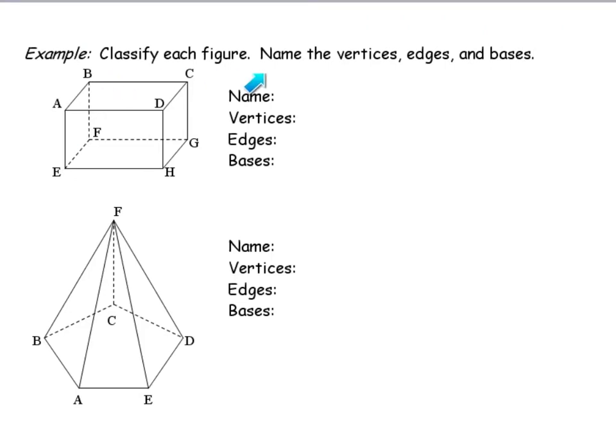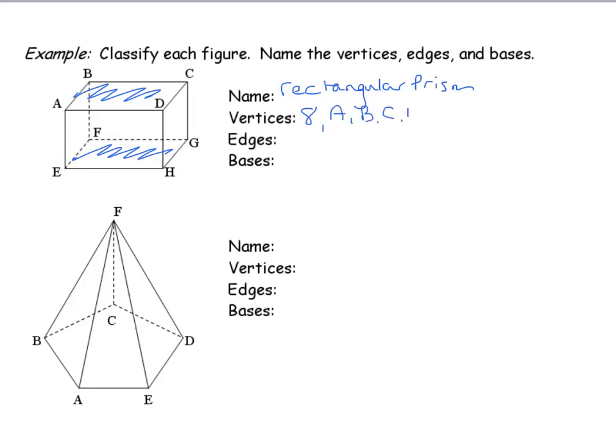Now we can classify the figure by doing the following things. We're going to name it, put the vertices down, the edges, and the bases. So if I wanted to name this first figure, this would be a rectangular prism. I know that because I've got 2 rectangles for my base. Vertices. Now remember, your vertices are the corners. Name the vertices. Well, I have 1, 2, 3, 4, 5, 6, 7, 8 of them. They are A, B, C, D, E, F, G, and H.